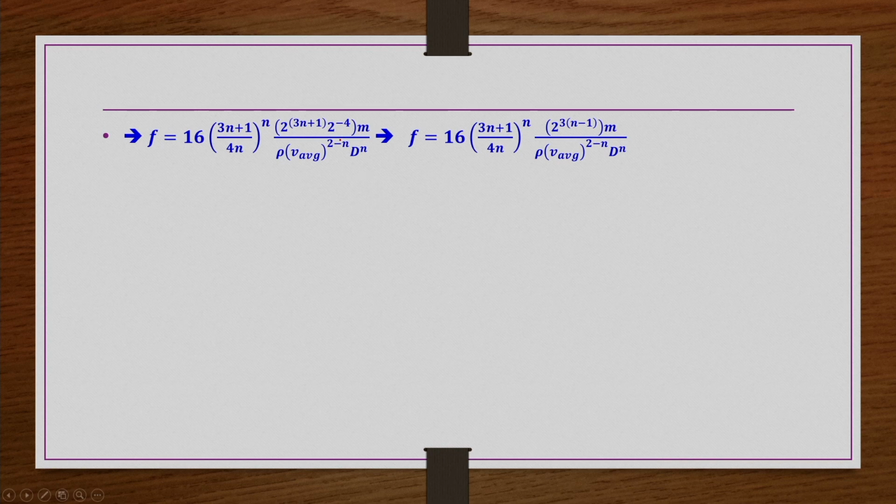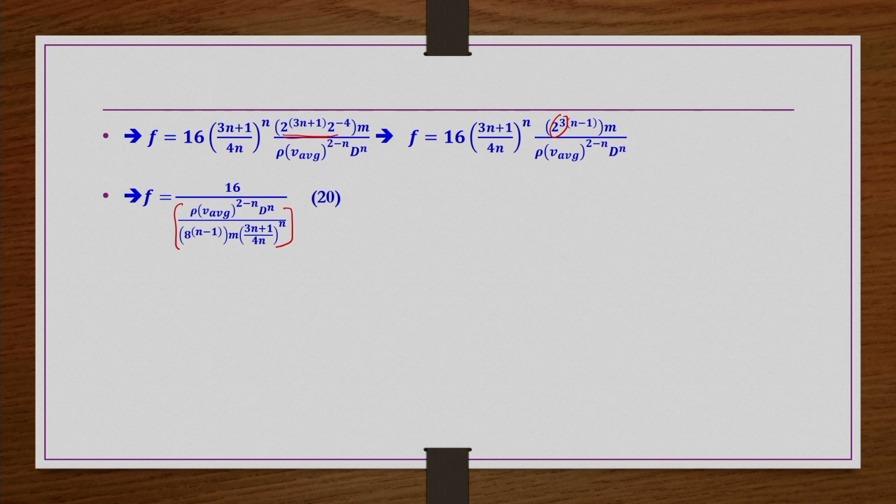This term I can write as, when you join these two terms, 2 power 3n minus 3, that is 2 power 3n minus 1. So 2 power 3 I can write as 8. So then what I can have is this term, 16 divided by rho V average power 2 minus n d power n divided by 8 power n minus 1 m 3n plus 1 by 4n whole power n. So now this is in the form f is equal to 16 by Re.